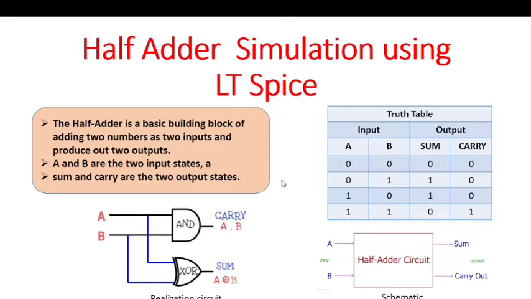From the realization circuit, the sum of these two inputs A and B will be the XOR of the inputs: sum is equal to A XOR B, and the carry will be the AND gate of A and B, that's A dot B.